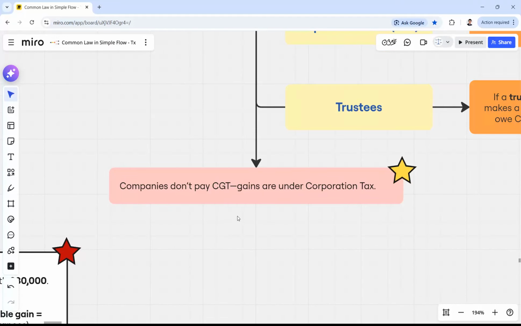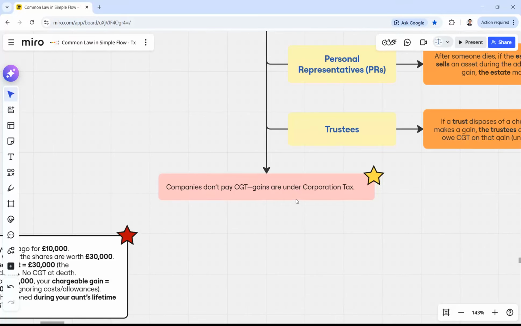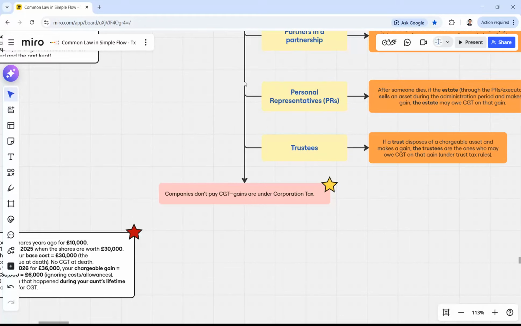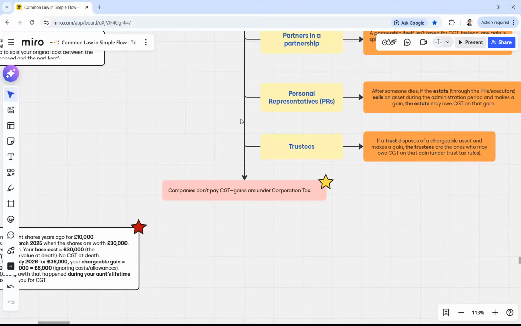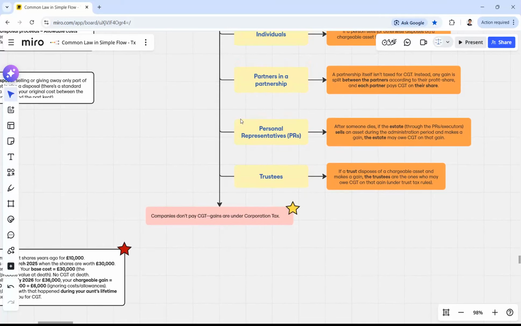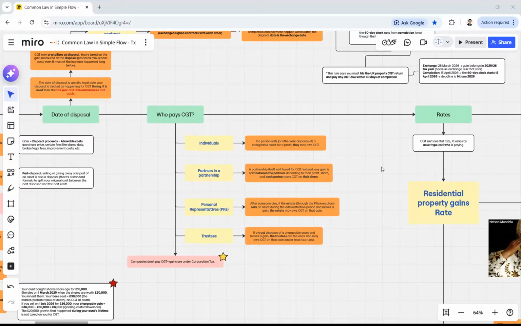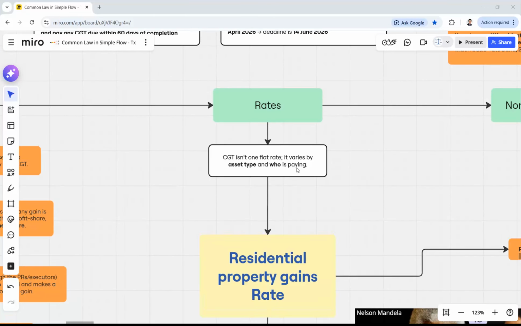Important is that companies don't pay CGT, capital gains tax. Gains are under corporation tax. So if they sell the assets, all the assets that we have discussed, buildings, lands, shares, everything goes under corporation tax, and there will be no capital gains tax. Let's now continue to the rates.